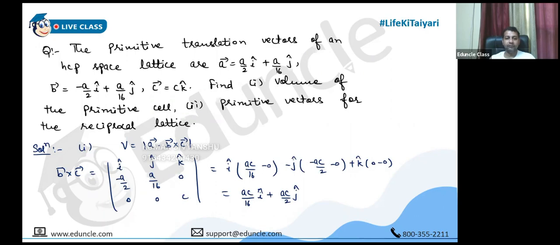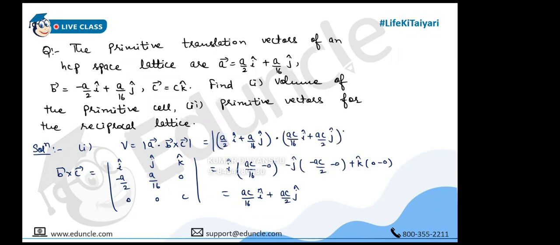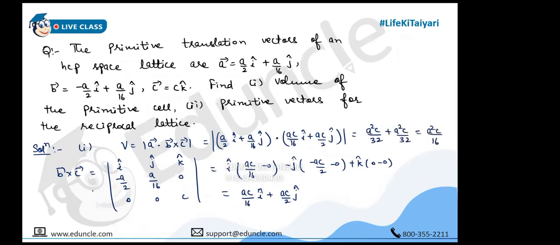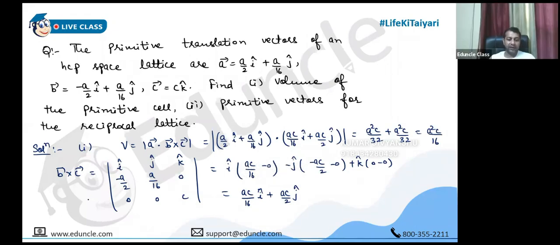I think I can do it here only. By 2 dot with... Sir, it is A square by 32 i plus A square by 16, not 32, because it will be A square C by 32, A square C by 32 twice, na? Because both the dot products are contributing, i dot i and j dot j. Clear? Are you getting the same answer? A square C by 16? Yes, sir.